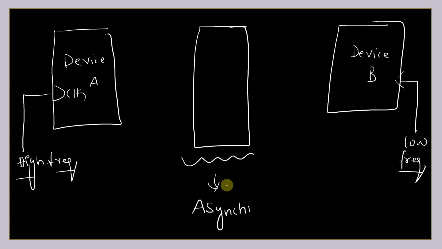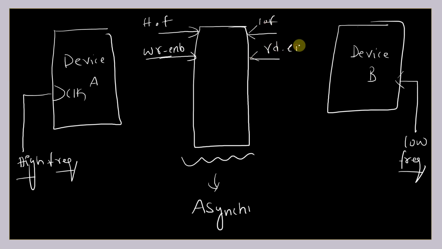Now over here, in the case of my asynchronous circuit, write operation is going to happen with respect to high frequency clock. So here I am going to have high frequency clock, and device A is going to perform the write operation. So write operation is going to be performed with respect to high frequency clock, and the read operation is going to happen with respect to low frequency clock, and device B is going to provide the read enable with respect to this low frequency clock. This is what your asynchronous FIFO is going to do.